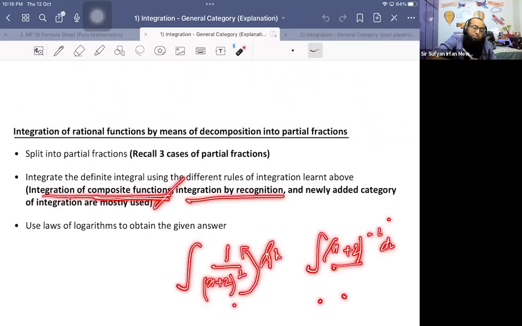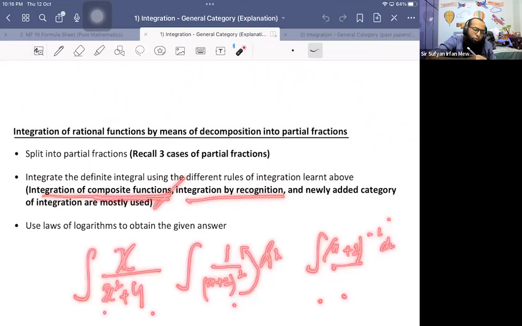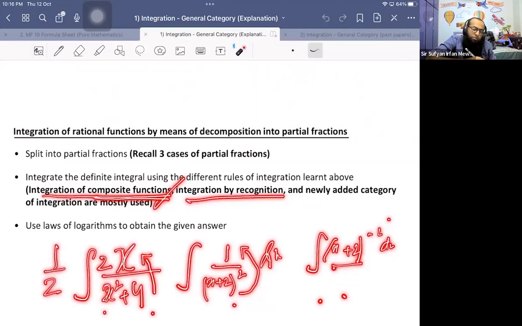Then we know integration by recognition. At times we have to integrate x upon x square plus 4, let's suppose. Then we know that the differentiation of x square plus 4 is 2x. So we'll write 2 over here and we'll write 2 outside as well. Then the differentiation of the denominator is present in the numerator.